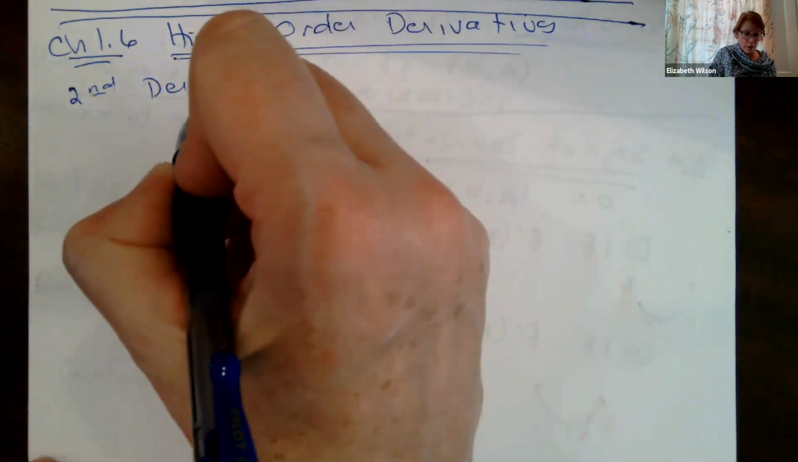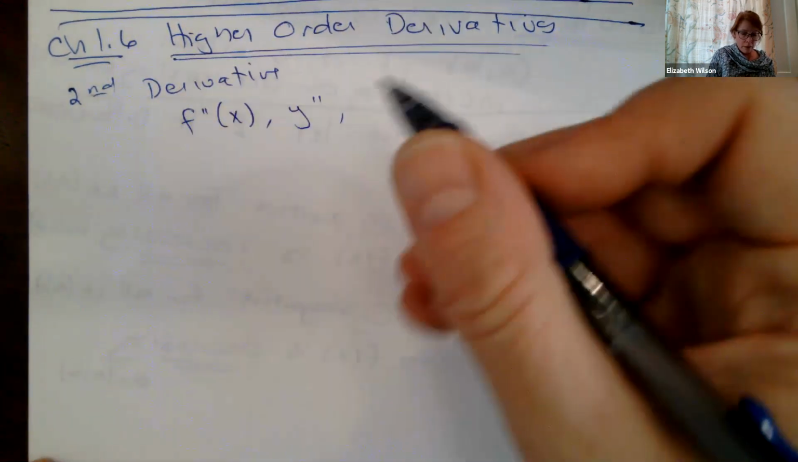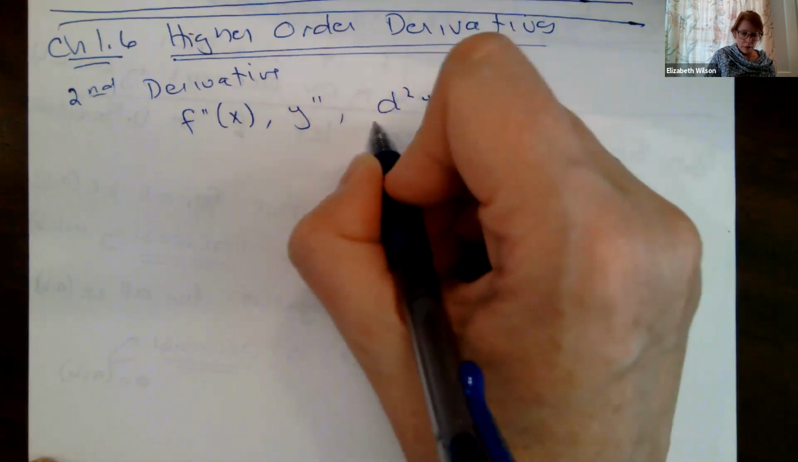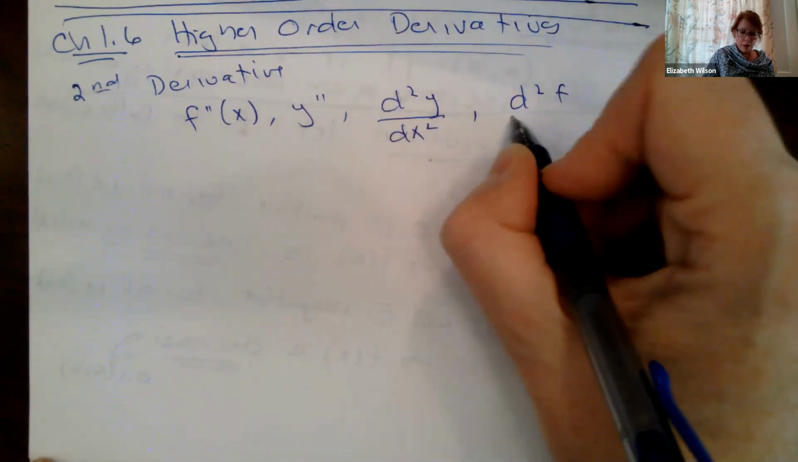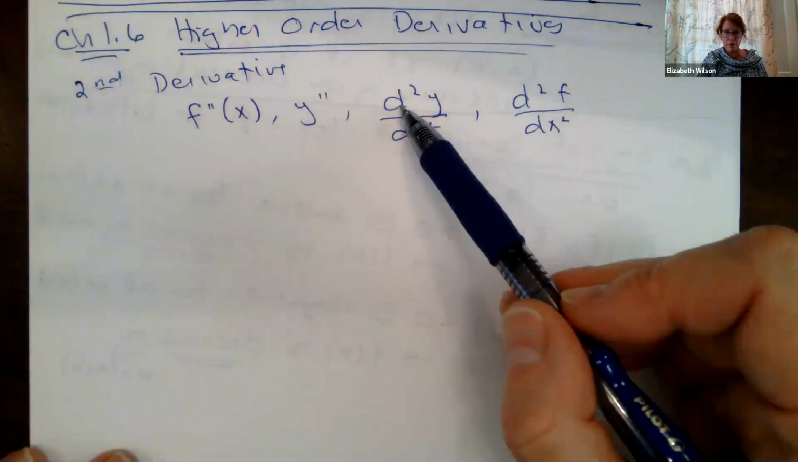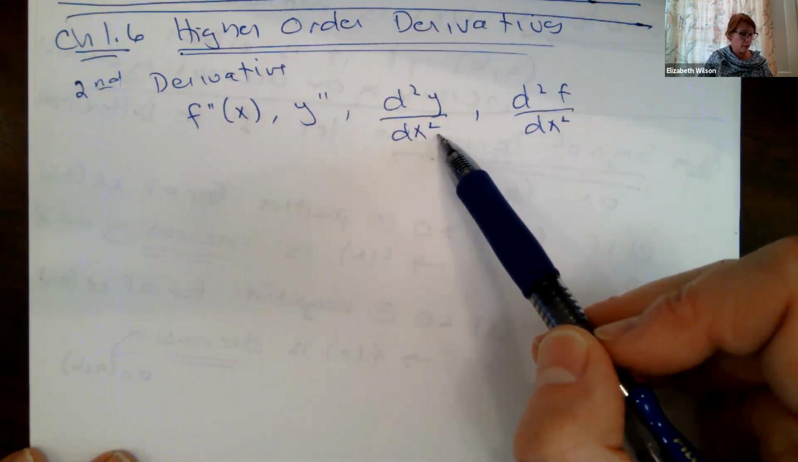I call this f double prime. I can call it y double prime. I can call it d squared y dx squared, d squared f dx squared. It's not really squared. It's kind of how we pronounce it, but really it's the second derivative of y with respect to x. Okay, but I've got the second derivative happening here.